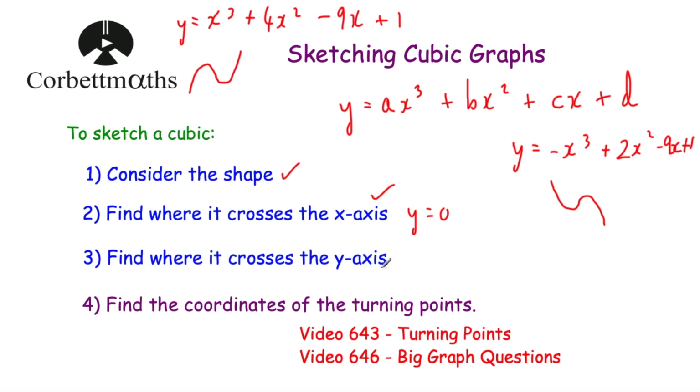To find where it crosses the y-axis, what you would do is let x equal 0, so you just substitute in x equals 0 and find where it crosses the y-axis. And then finally, with these big graph questions, you may also need to find the coordinates of the turning points. Now to find the coordinates of the turning points, that'll just be part of the bigger question, where part A might be to find where it crosses the y-axis, part B might be to find where it crosses the x-axis, part C might then be to use calculus to find the coordinates of the turning point.